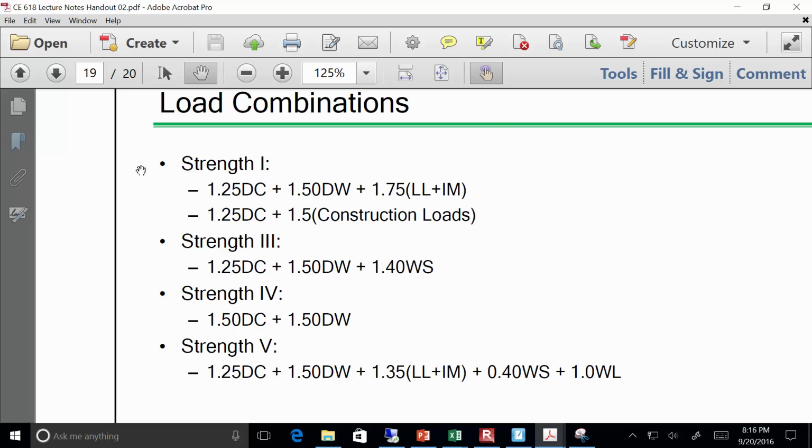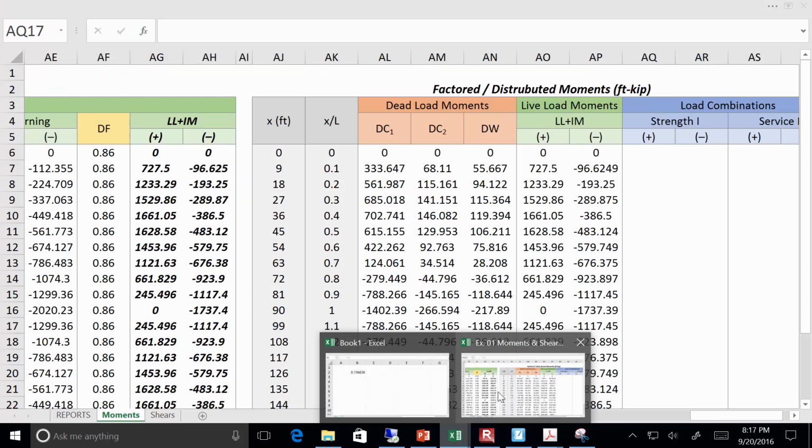Let's start off with strength 1. 1.25 times the DC components plus 1.5 times the DW components plus 1.75 times all my live load components. Live load plus impact. Remember that impact? That was that 1.33 we kept using. That was that dynamic load allowance factor. So that would be strength 1. If we wanted to do strength 3, strength 4, strength 5, similar instance. Sound good?